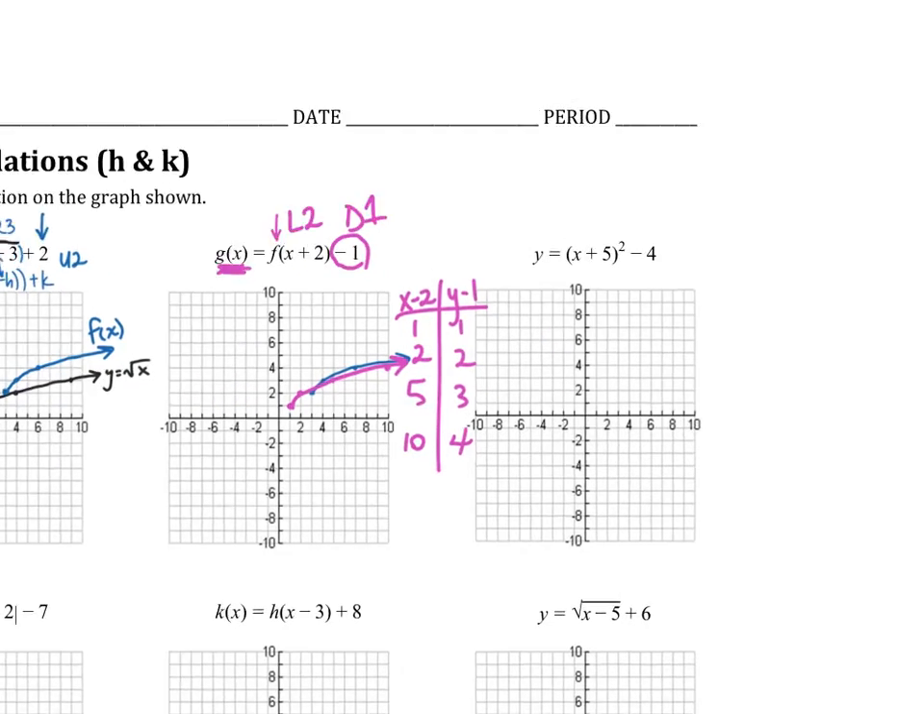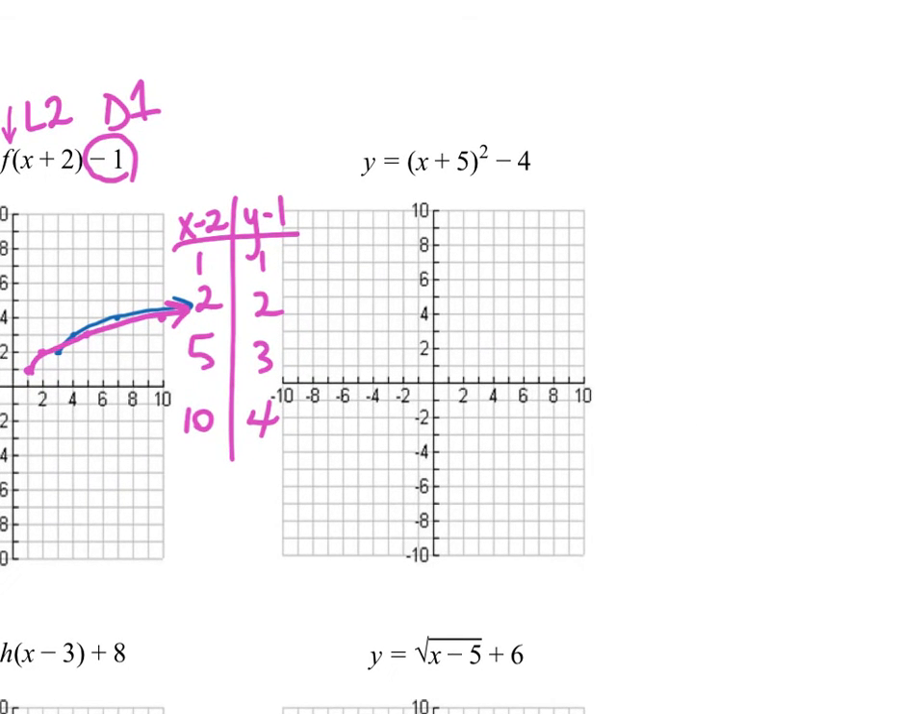Quickly on this last one. This is quadratic, so I know I'm dealing with my parent function.